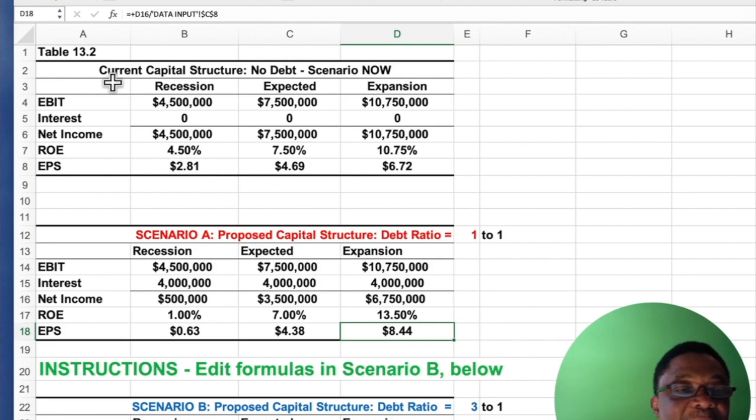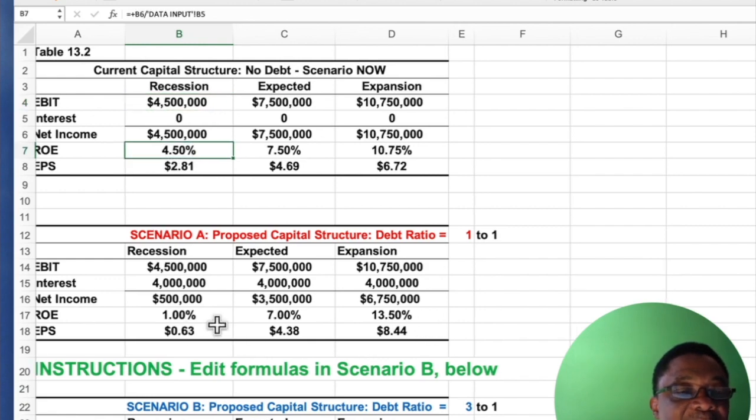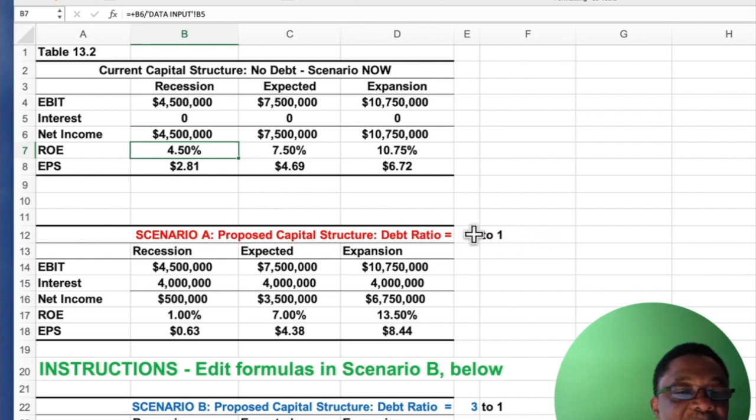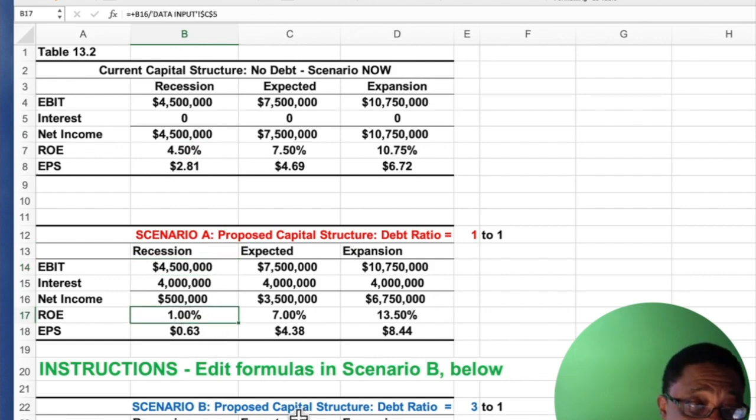Now, last but not least, let's look and see if there's a recession. If there's a recession and EBIT is only 4.5 million, if we have no debt, our return on equity is 4.5%. But let's see what happens if we have some leverage. If we have leverage of 1-to-1, then the leverage really hurts us if our EBIT is lower. So in this case, where the EBIT is only 4.5 million, our return on equity is 1%, which is much lower than the return on equity if we have no debt in the capital structure.